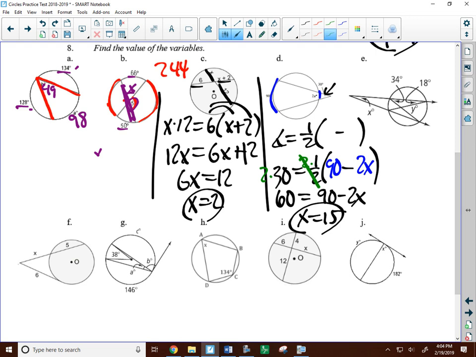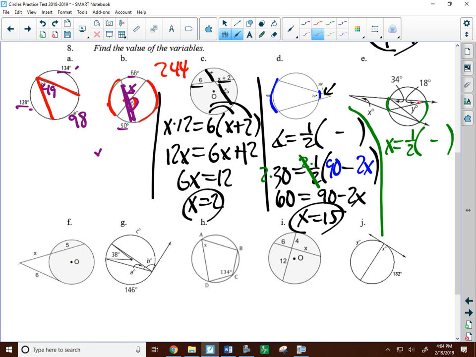Okay, in E, let's start with x. X is an angle outside. So it's going to be half the difference of the two arcs it intercepts, that arc and this arc. Then you say, all right, well, how can I find those two arcs? Well, the 18 and the 34 are there for a reason.